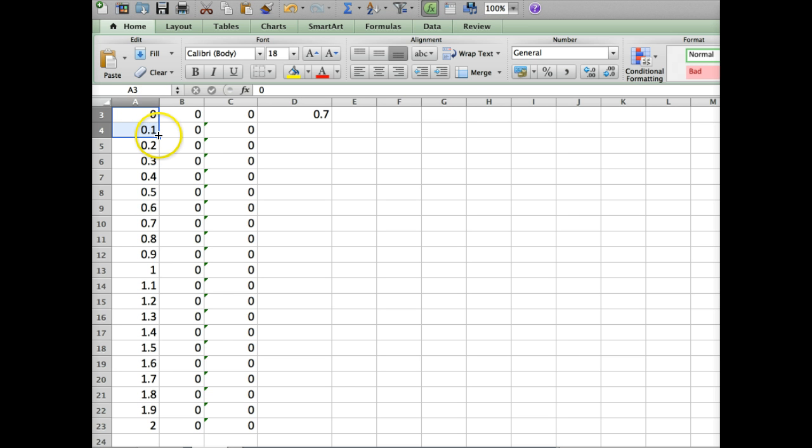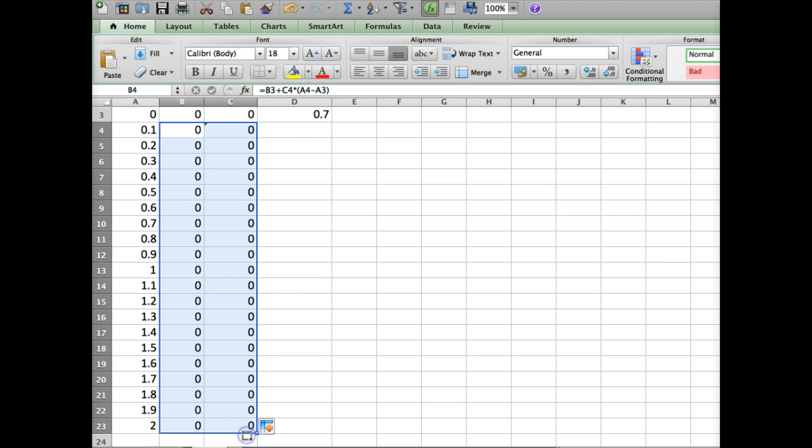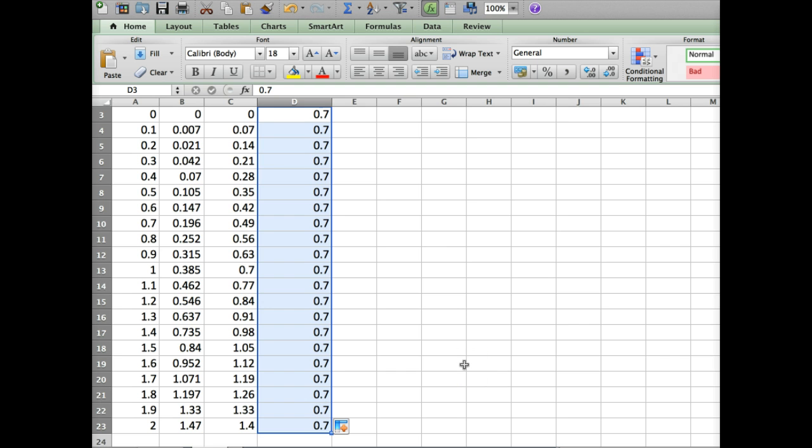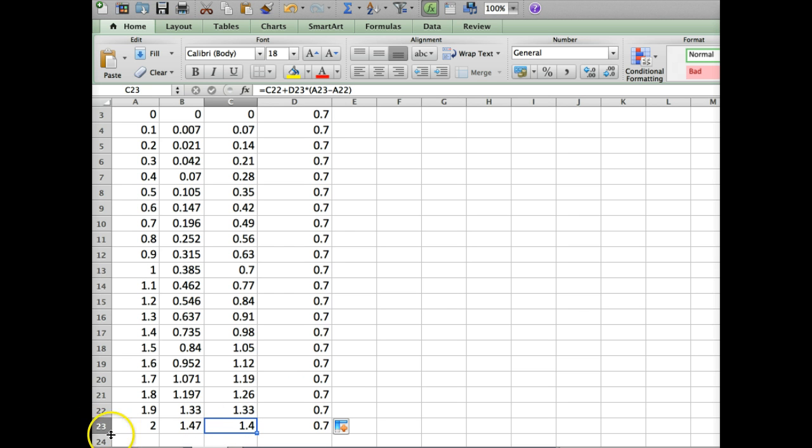cells that had a pattern and then dragged it down and it repeated that pattern. In the other case, I had two equations, and so I highlighted the equations and dragged those down and it copied them. In the case of a constant, I'll go ahead and just click on the cell with the constant and drag that down. And so you will notice that the velocity does end up being 1.4 meters per second at 2 seconds.